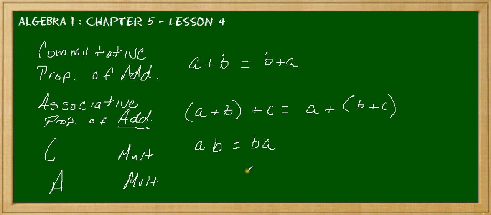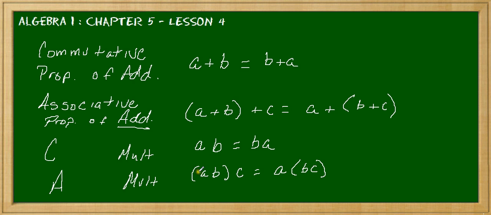So simple example there. Now we can also do what's called the associative property of multiplication, where we're multiplying A and B first, then multiplying by C, and we can say that's the same as if you multiplied B and C first and then multiplied by A.